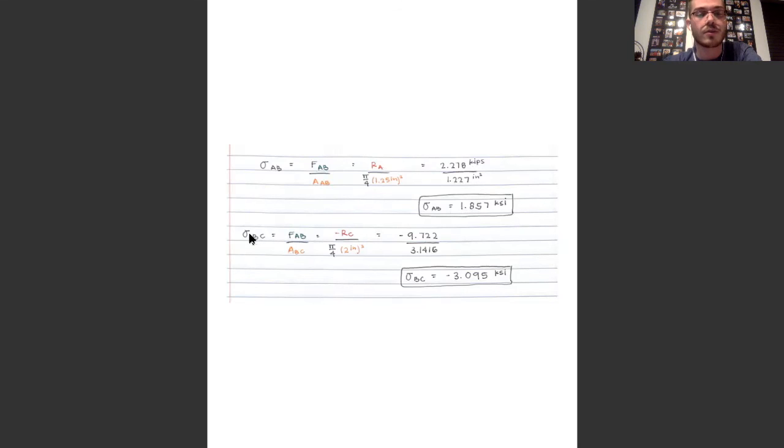Now, the normal stress in portion BC is equal to the force of BC over the area of BC, which is equal to negative RC, or reaction force of C, because we previously stated that the force of BC is equal to the negative reaction force of C, over the area of portion BC, which is pi over 4 times the diameter squared, 2 inches squared, is equal to negative 9.722 kips divided by 3.1416 inches squared, which simplifies to the normal stress in portion BC is equal to negative 3.095 KSI.